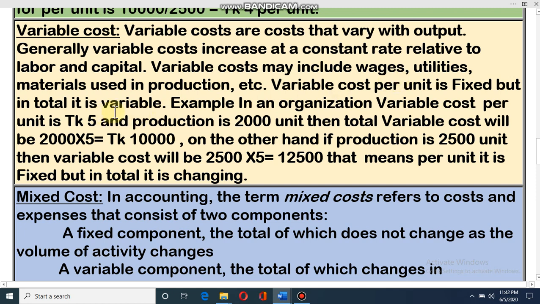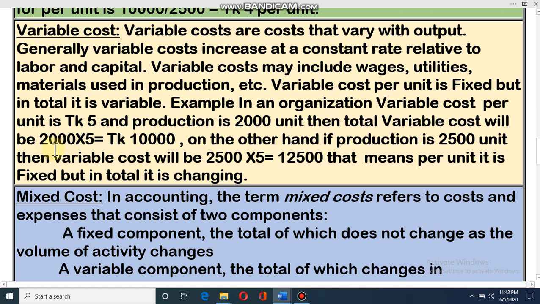Dear student, it is just the opposite of fixed cost. Fixed cost is fixed in total, and variable cost in total is variable, but per unit it is fixed. That means per unit it is always the same amount. For example, dear student, in an organization, variable cost per unit is taka 5. If that organization produces 2000 units, then total variable cost is 10,000.